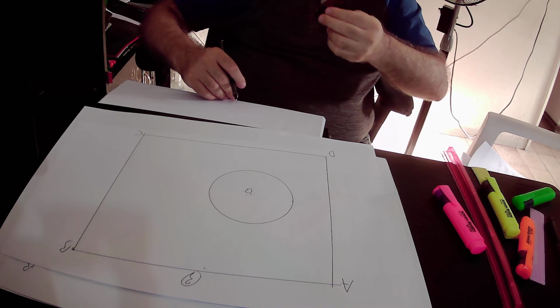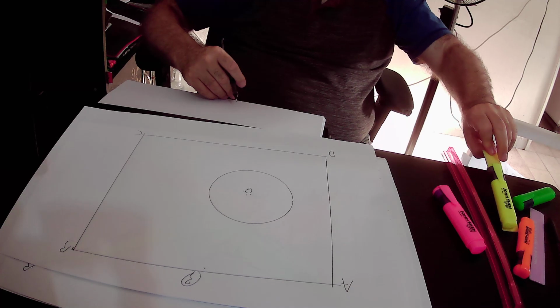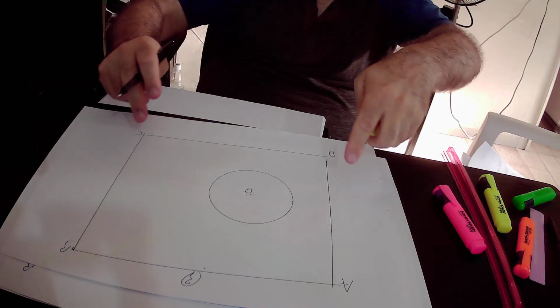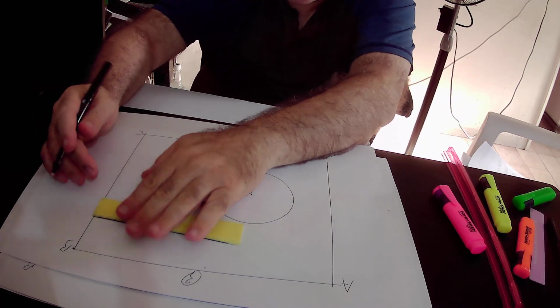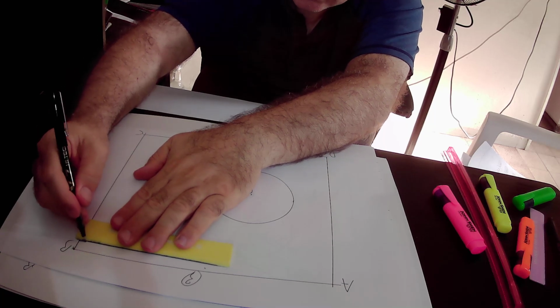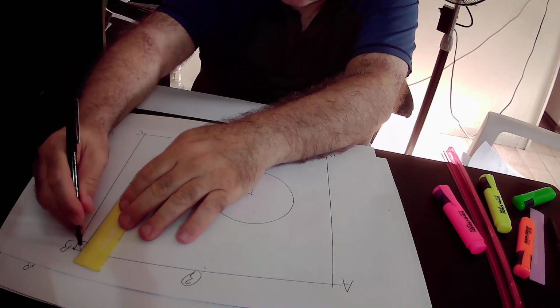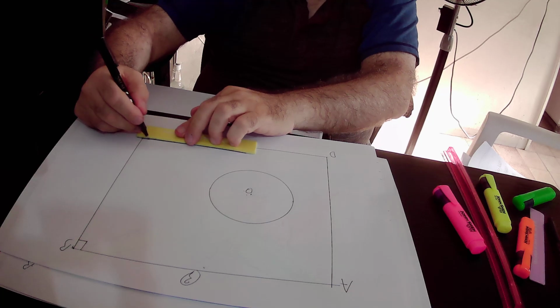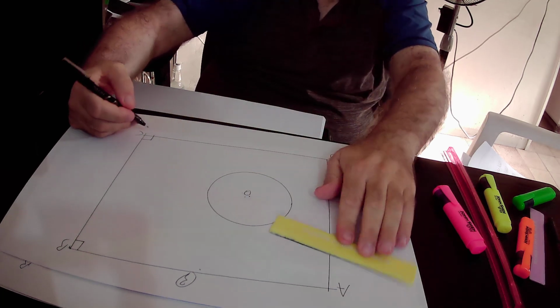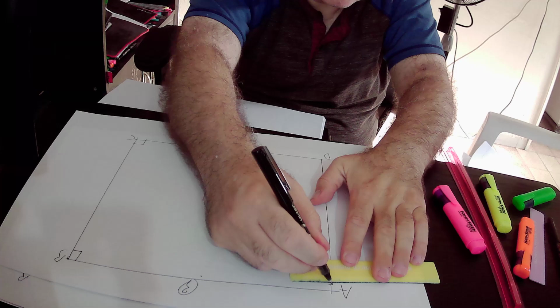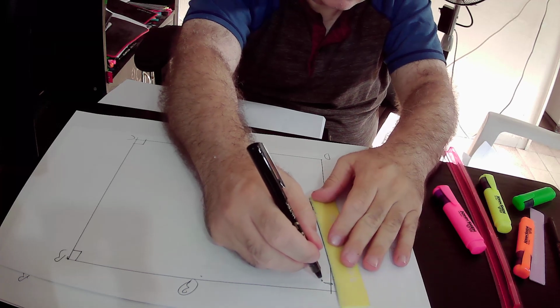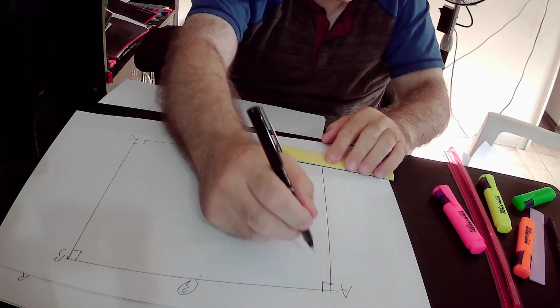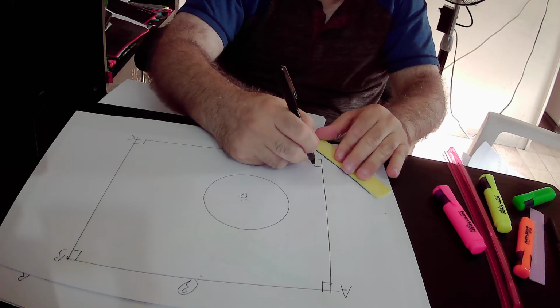We know that all the angles inside the rectangle are right angles, so those 4 angles are all right angles. This angle equals 90 degrees. This angle equals 90 degrees. This angle equals 90 degrees. This angle equals 90 degrees.